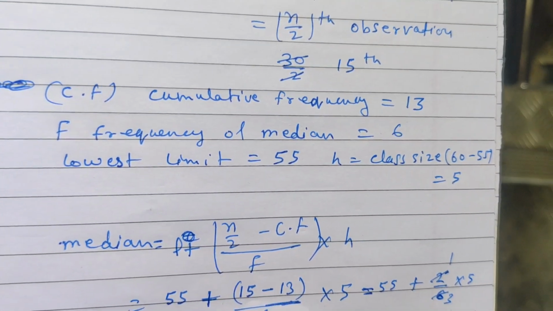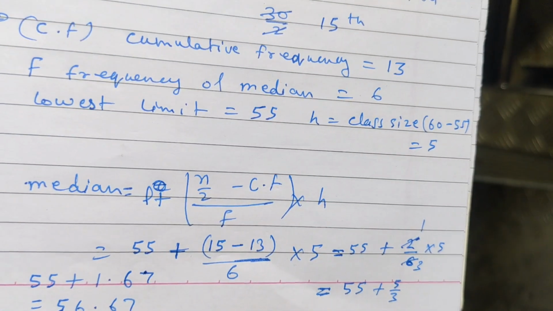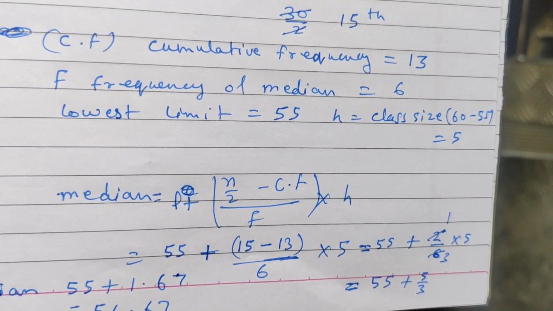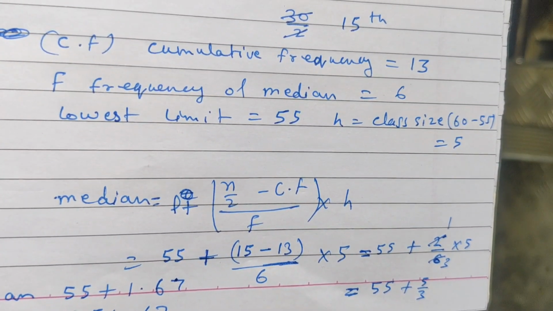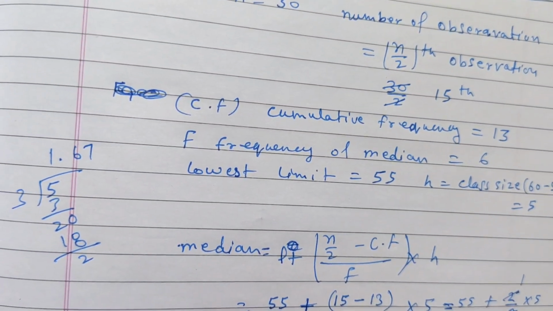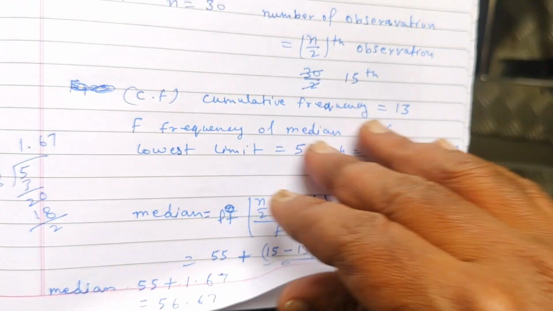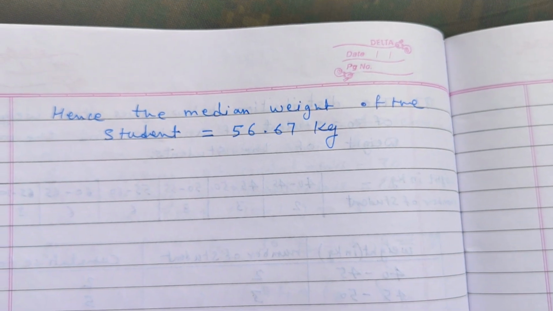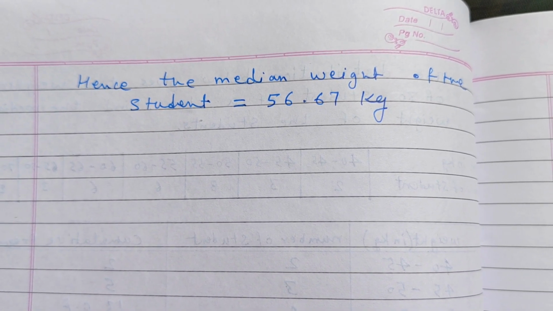So we calculated the median as n by 2 minus CF upon f into h, and L. We put in all the values: 55 plus 15 minus 13 is 2, 2 upon 6 into 5, then we divided to get 1.67. So the median is 56.67. So hence the median weight of the students is 56.67 kg. This is our final answer.